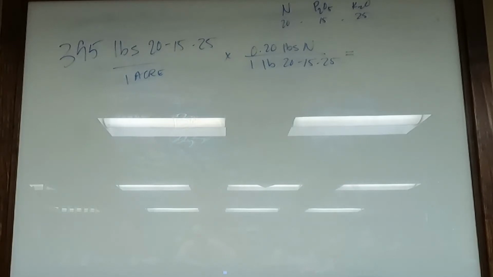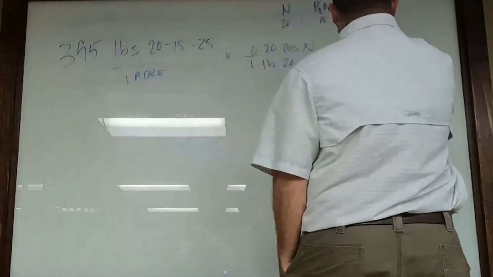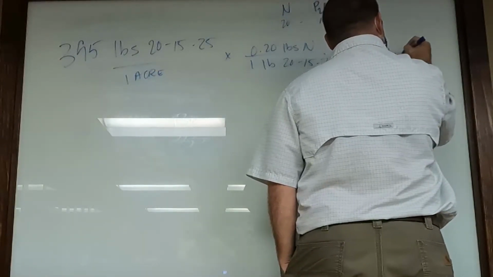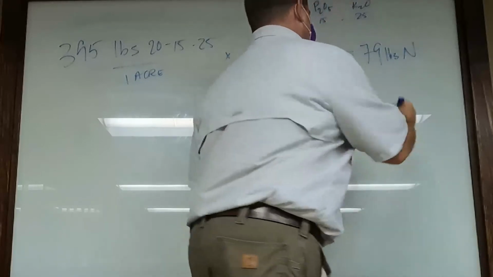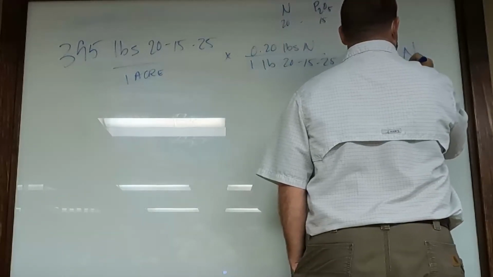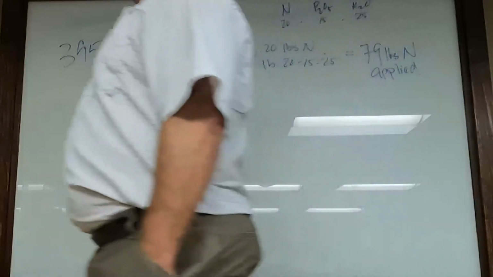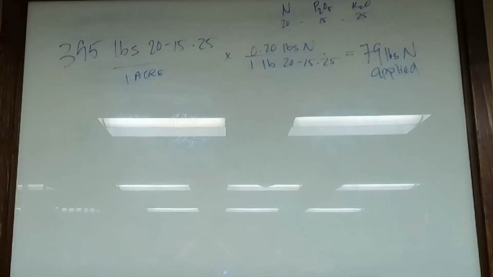And so what do we get? How many? 79. So 79 pounds of nitrogen was applied. How about for P2O5? 59.25. How did you get that? I multiplied the 0.15 pounds of P2O5 over 1 pound of 20-15-25.